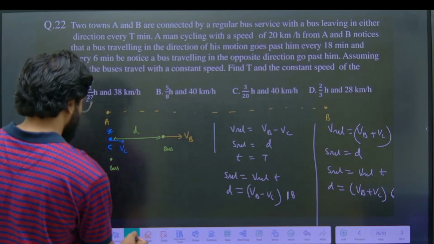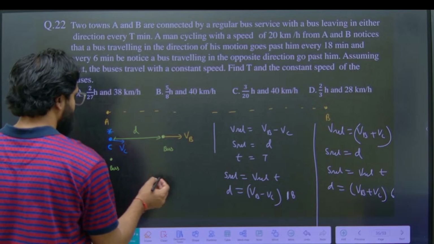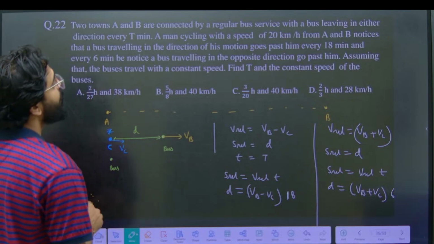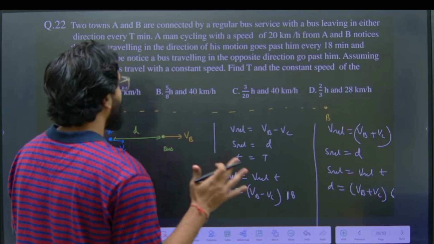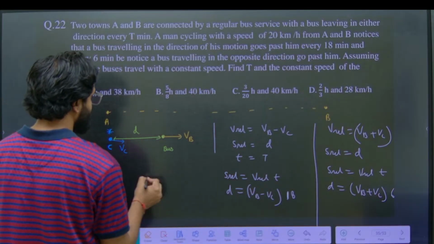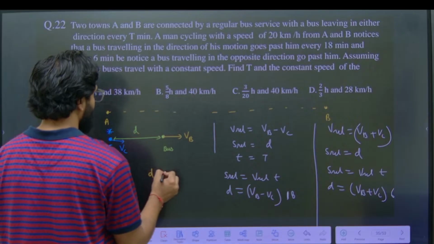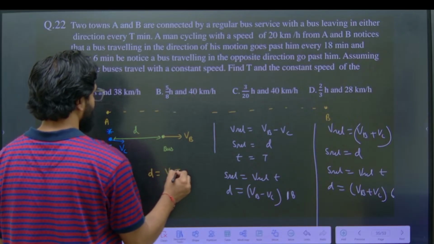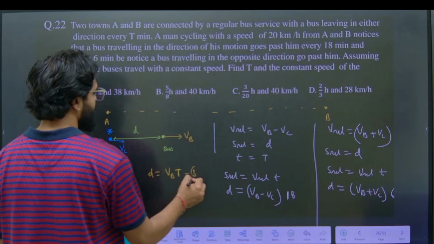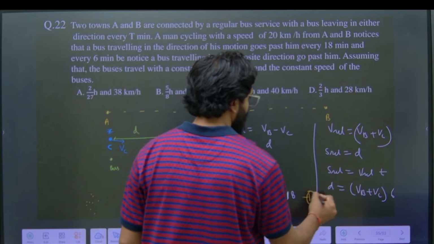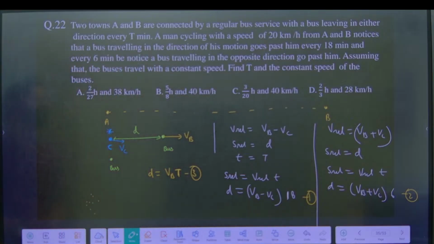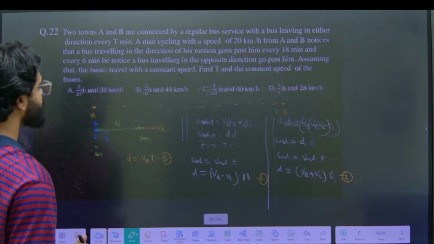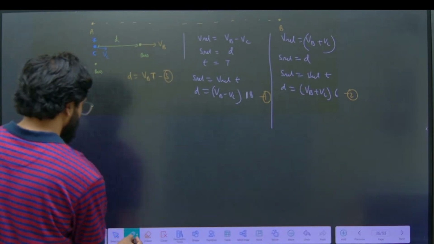And we already know that the buses are leaving at this regular interval, that is T. So basically we have three equations, 3, 1, 2. We have to find T and the constant speed of the bus.